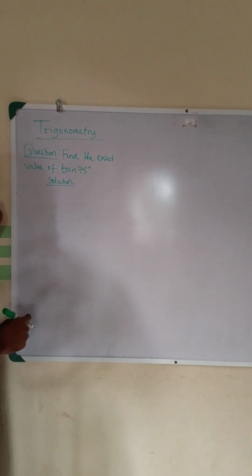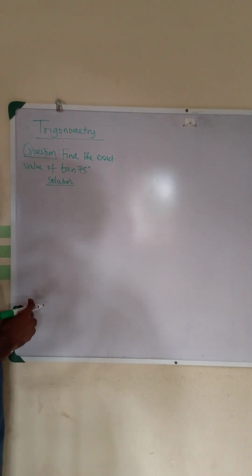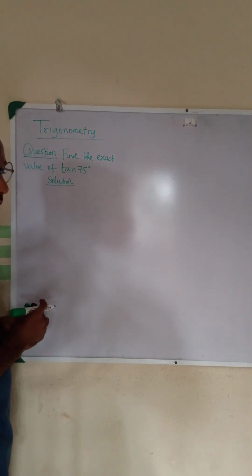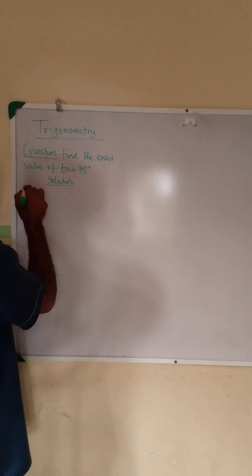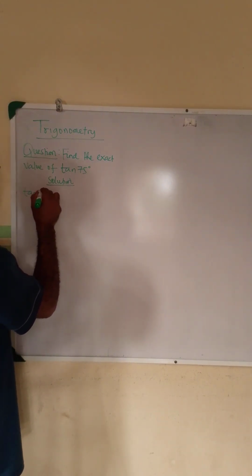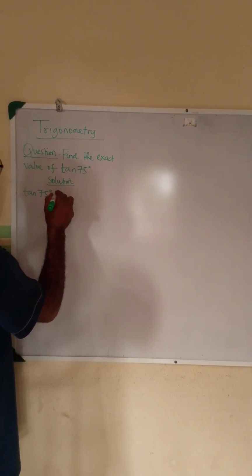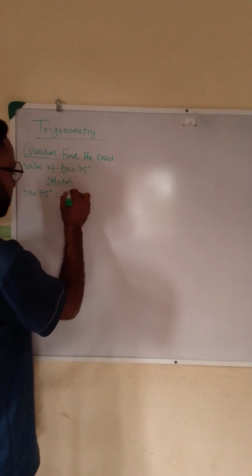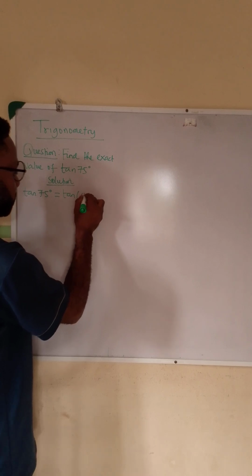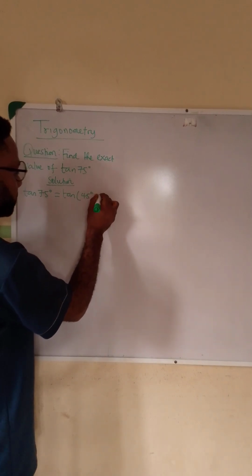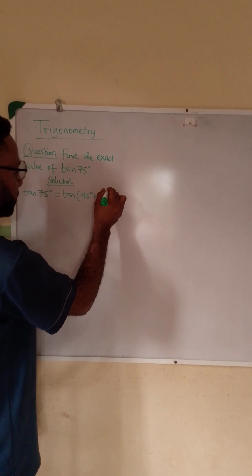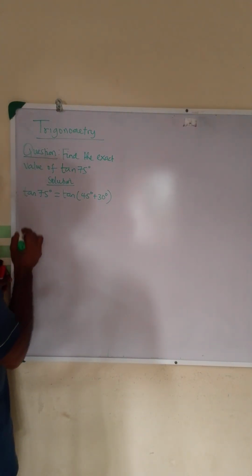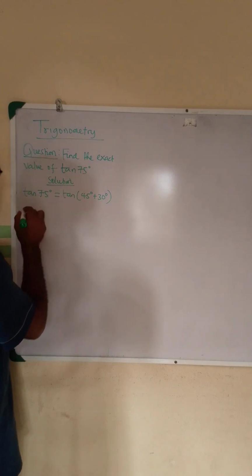So we are to find tan 75 degrees. Of course, before we find this, we have to establish the fact that tan 75 degrees can also be written as tan of 45 degrees plus 30 degrees.